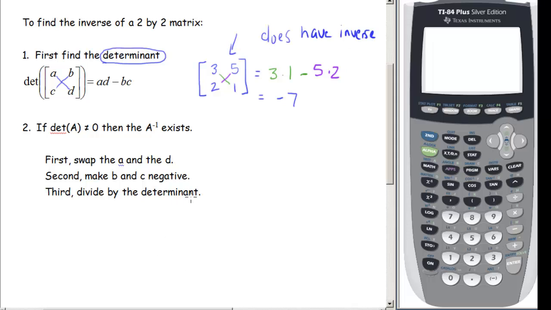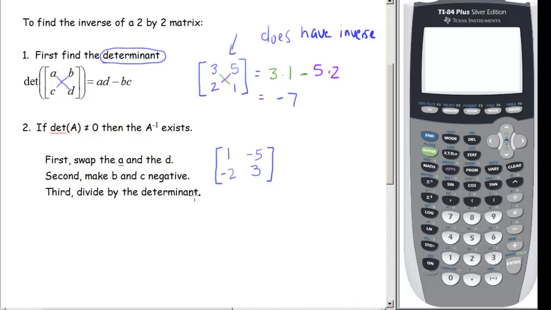So now we know that it has an inverse, but we want to actually be able to find the inverse. So we have a little method here for a 2 by 2 matrix. This doesn't work for bigger matrices, but it works really nicely for these small square ones. What we do is we first swap things that are on the diagonal. So instead of having 3 and 1, we're going to put 1 and 3. Second, we make the B and the C negative. So instead of having positive 5, we're going to have negative 5. And instead of having positive 2, we're going to have negative 2.